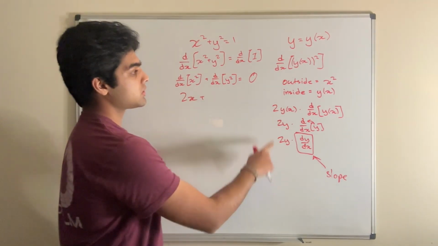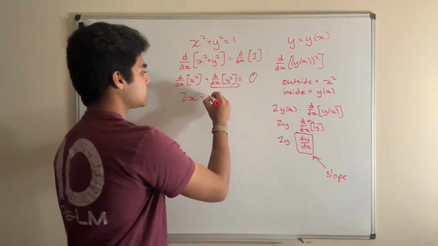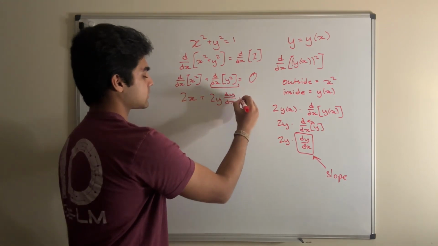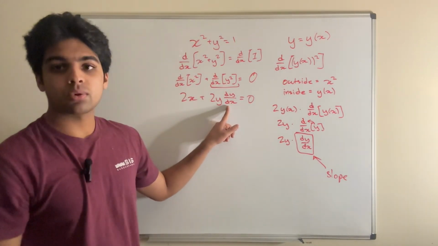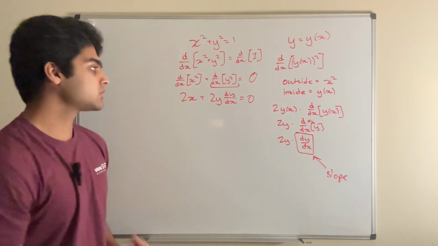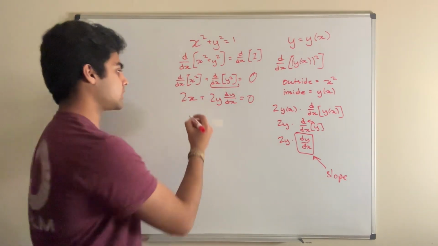So we just found the derivative of this part, which is going to be 2y times dy over dx, and that equals 0, right? And we know that this is the thing that we're solving for. dy over dx, that's the slope of the function. So let's solve for that. We can subtract 2x from both sides.